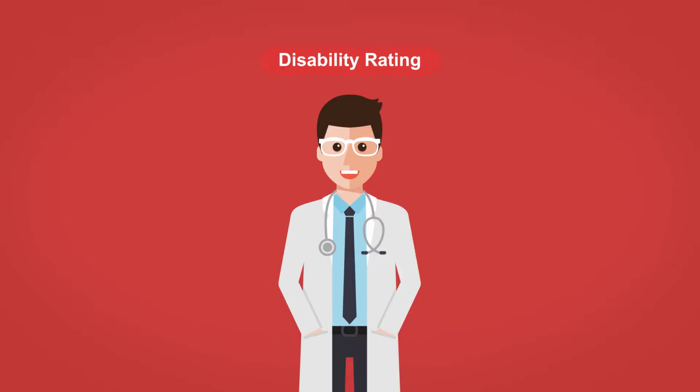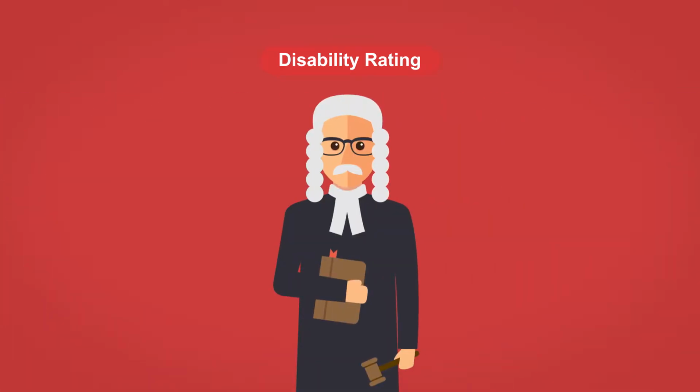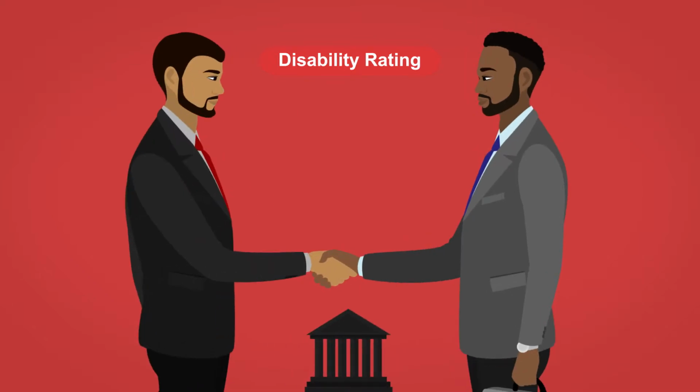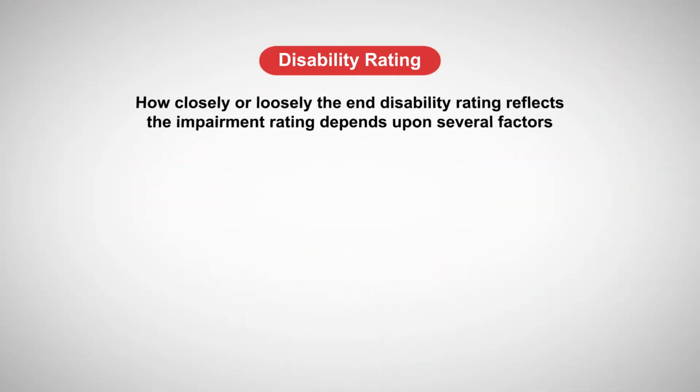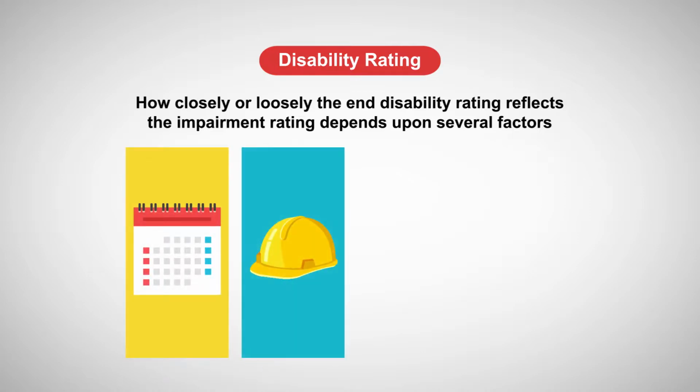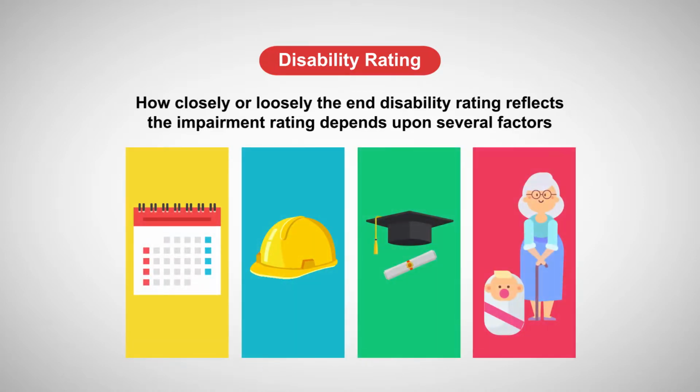While a physician evaluates the injured worker's impairment, it is usually the judge in a workers' compensation case that will assign the disability rating and thus determine the amount of benefits to which the injured worker is entitled. This is not necessary when the parties reach an out-of-court settlement. How closely or loosely the end disability rating reflects the impairment rating depends upon several factors, which may include the date of the injury, the worker's occupation and education, and the worker's age.